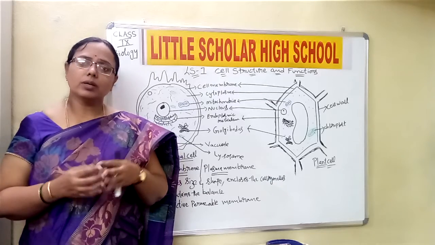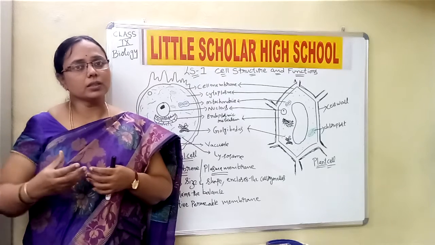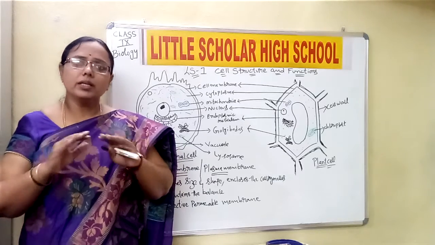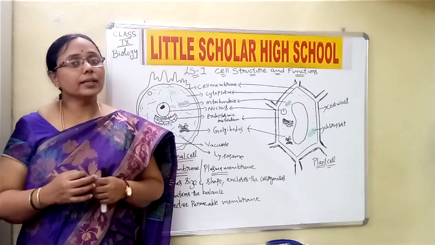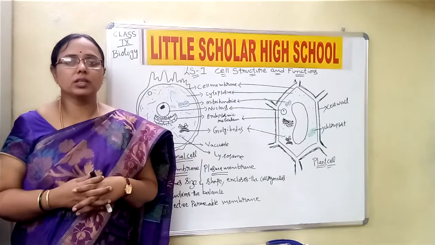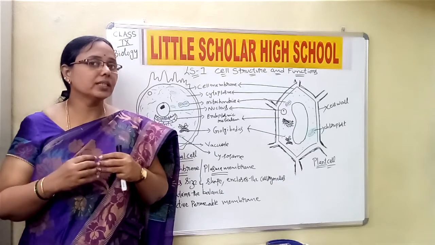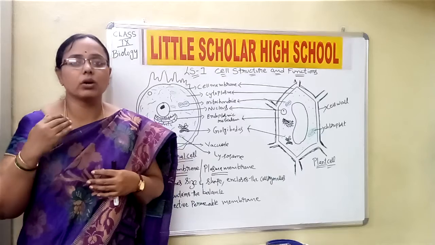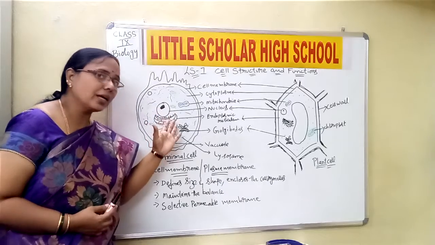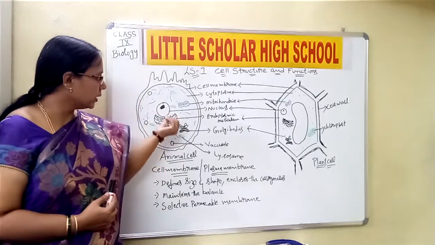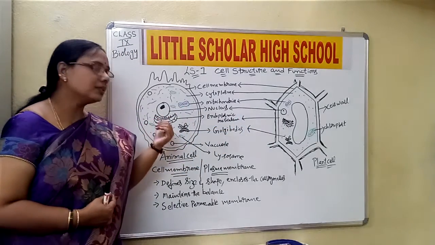Okay children, when we observe a cell under a simple or compound microscope, it is only the cell wall and the cytoplasm which we can see. But it is only the electron microscope, a highly sophisticated microscope, through which we can study all the cell parts, or cell organelles. Now what are cell organelles? Cell organelles are the components which are present inside the cell.